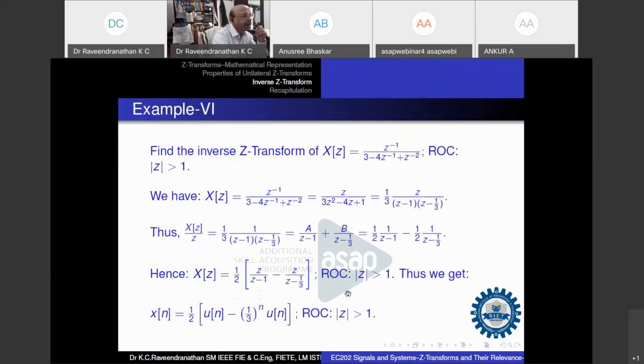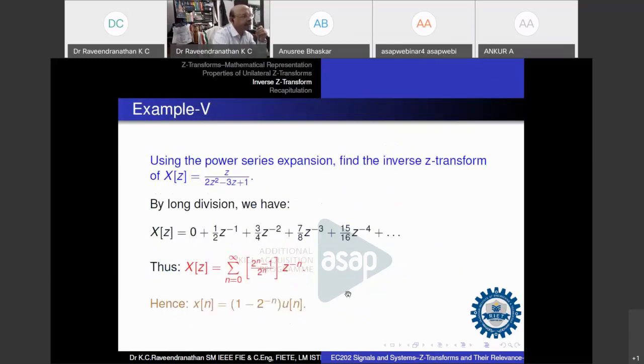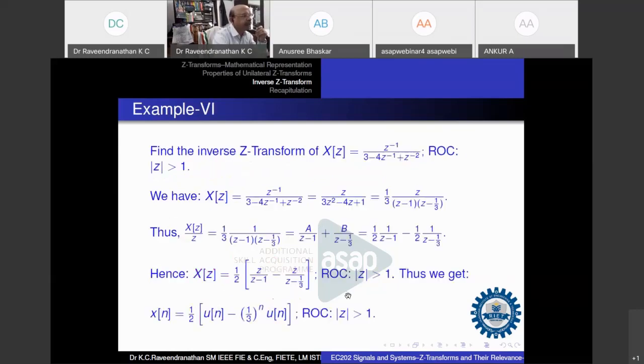Now we will also consider another example here. Another example is to find the inverse z transform of x of z, where the region of convergence is defined as absolute value of z greater than 0. We have x of z is equal to this, z raised to minus 1. So again we do the long division. We can express this function as this.